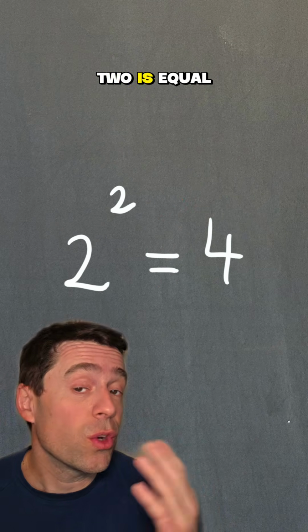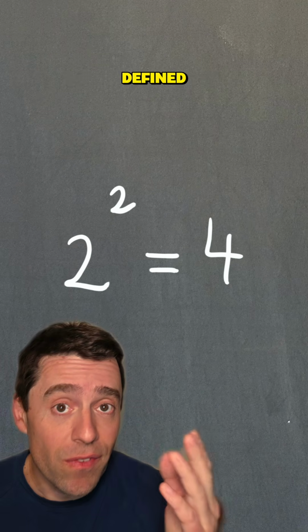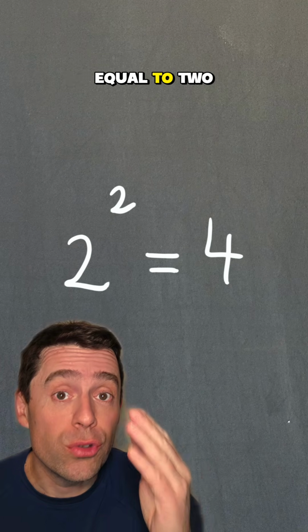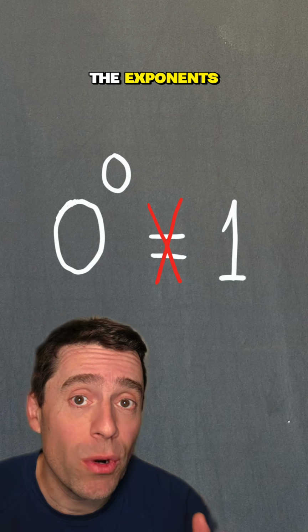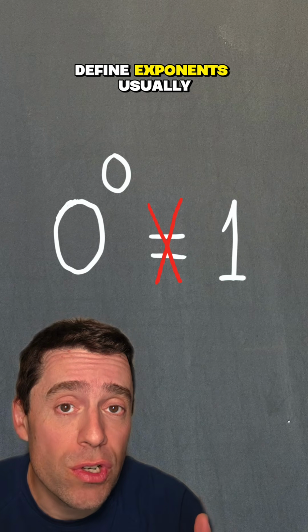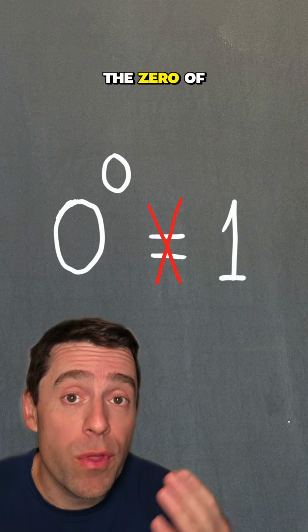2 to the 2 is equal to 4. I think we can all agree to that because that is how exponents are defined, that 2 to the 2 is equal to 2 times 2. But what is 0 to the 0? The way we define exponents usually does not contemplate raising 0 to the 0th power.